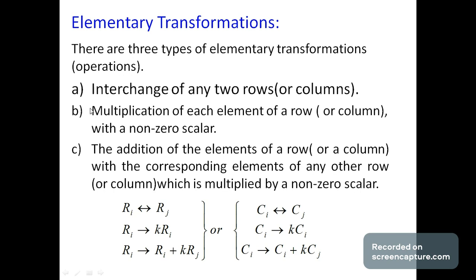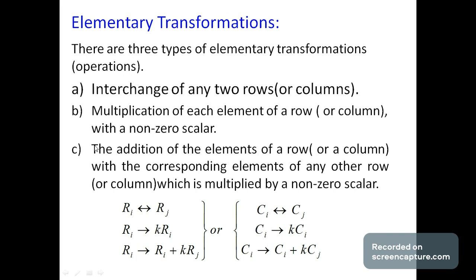The second type is multiplication of each element of a row or column with a non-zero scalar. Here Ri, the ith row, is multiplied by a non-zero scalar k and replaced in the same row. Similarly, Ci, the ith column, is multiplied by a non-zero scalar k, and that result is replaced in the same column Ci.